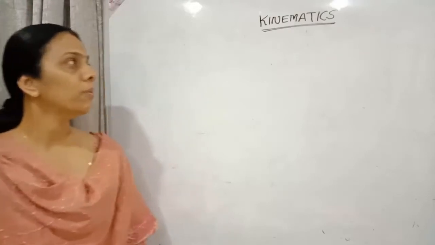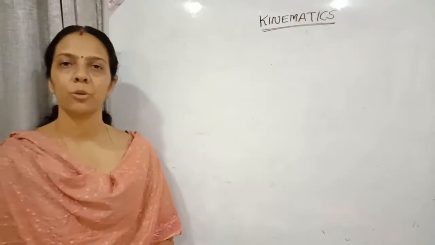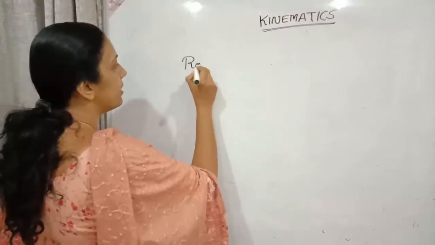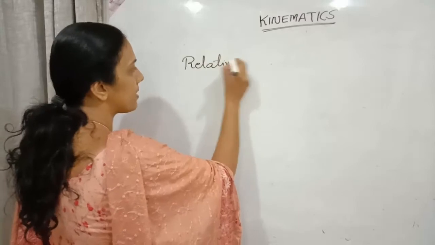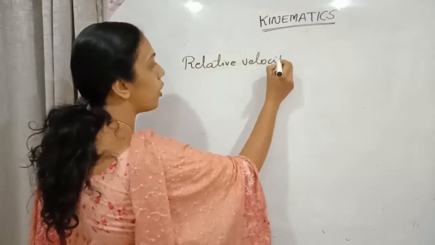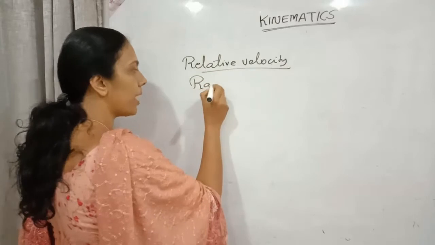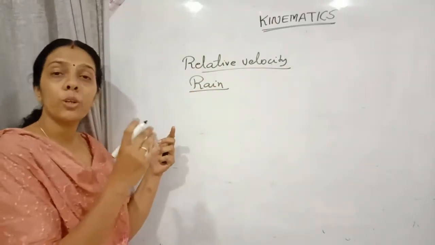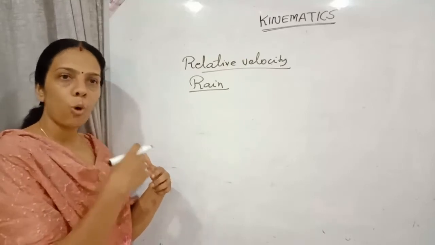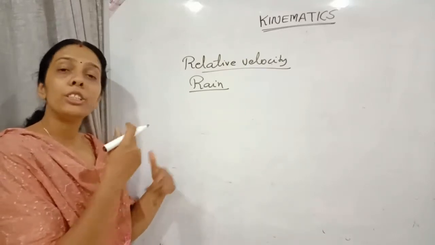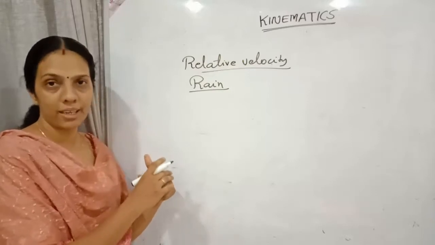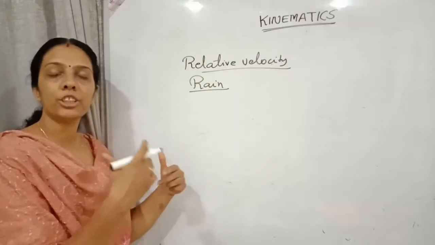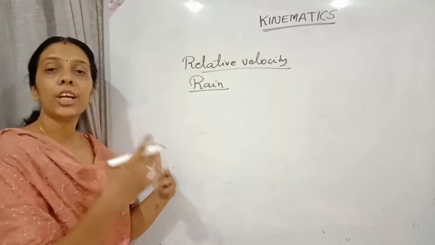In today's video, we are going to continue with the kinematics portion, and in that we were discussing relative velocity, right? Today we will be discussing the relative velocity of rain with respect to a man. See, if a person is walking, in which direction should he hold his umbrella? Suppose the man is moving on a bicycle, in which direction should he hold the umbrella? Such kinds of questions come.